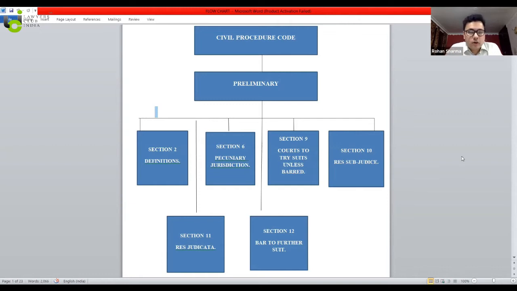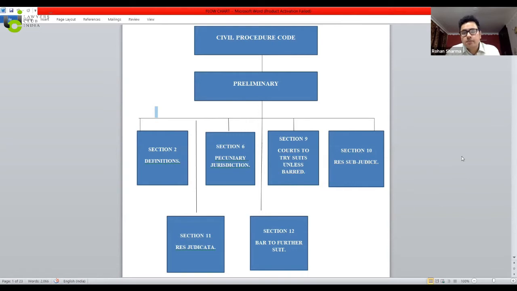Now, moving on to the next important section, Section 6, which outlines the pecuniary jurisdiction of the courts. Now, Section 6 has to be read in conjunction with Section 9. Section 9 of your code states that courts are empowered to try certain suits unless they are barred by certain sections contained herein. Now, these certain sections contained herein, which bar the court in certain cases from trying some specific suit, are as follows, one of which is Section 6.